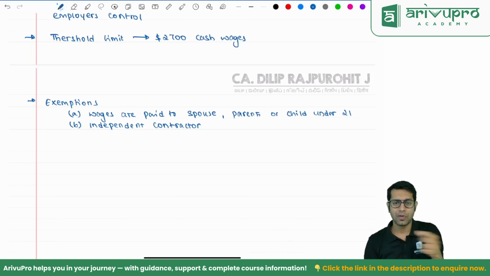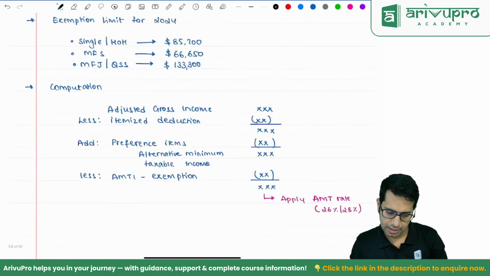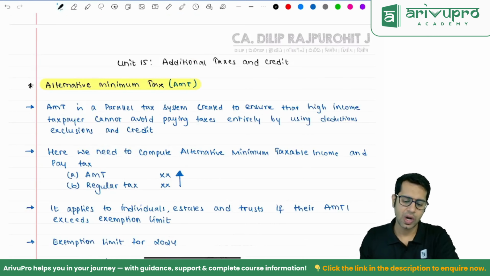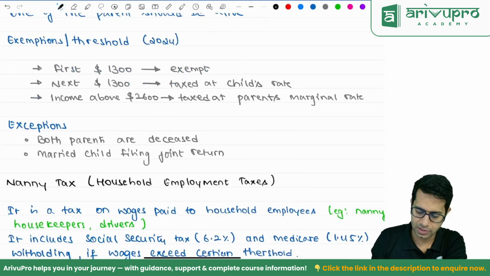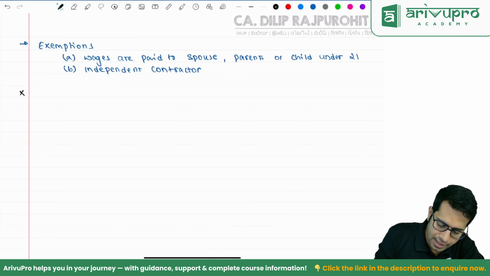Next type of additional taxes and credits. Now we are going into credits. Taxes are mostly done. Now we are going to credits. The next type of additional credit is Section 199A.